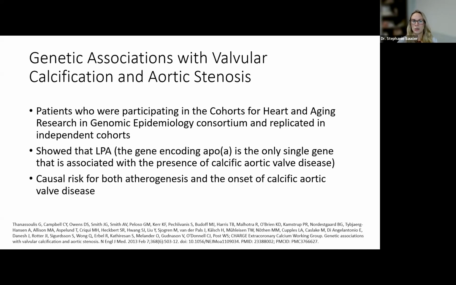So what are the genetic associations with valvular calcification of aortic stenosis? It's something I alluded to on one of our early slides. In patients participating in the Cohorts for Heart and Aging Research in Genomic Epidemiology Consortium, it was found that LPA, the gene that encodes ApoA, which is that tail, is the only single gene that is associated with the presence of calcific aortic stenosis. This was actually replicated in independent cohorts as well. And it illustrates that there's a causal risk for both atherogenesis and the onset of calcific aortic valve disease.